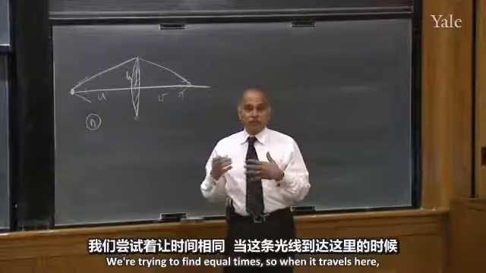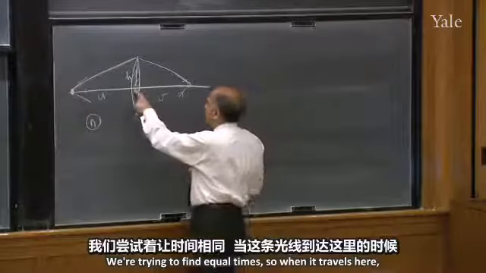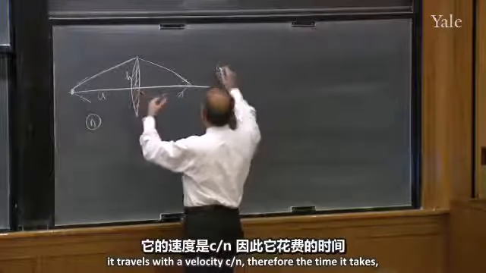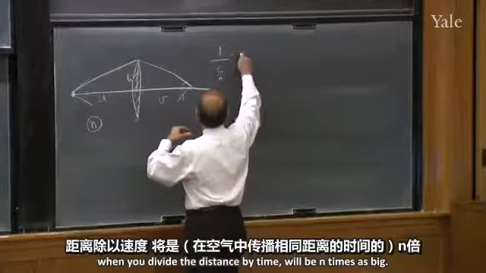That's the consequence of the velocity of light. We're trying to find equal times, so when it travels here, it travels with a velocity c over n. Therefore, the time it takes will be n times as big.